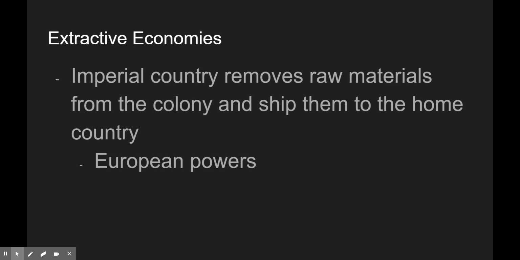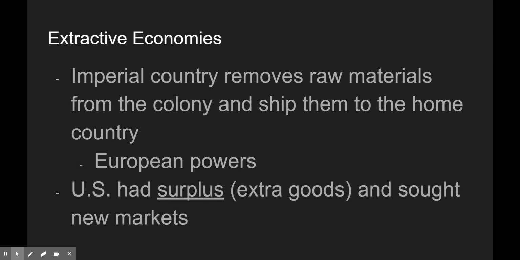European powers have been doing this for about 300 years. So we're a little late to the game on that. But now the US is seeing not just the need for raw materials, but we also have extra stuff, a surplus of goods. And we're thinking we might not only want raw materials from these colonies, but maybe we can also use these colonies as a marketplace to sell our goods.